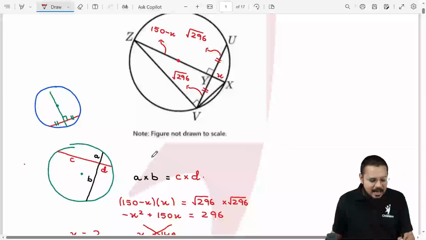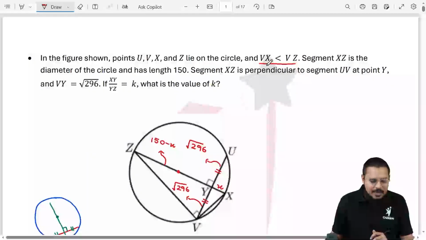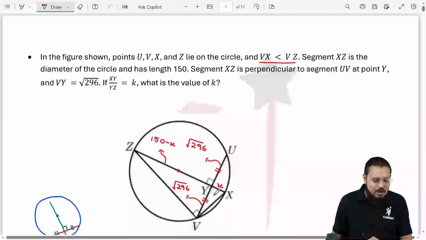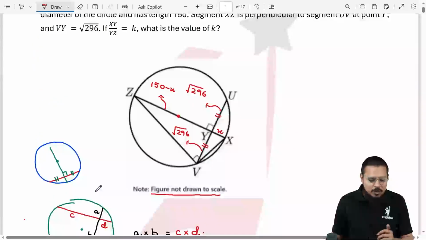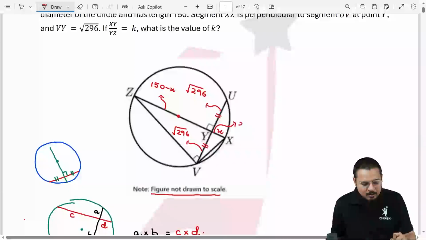But again, I am looking at this statement that the figure is not drawn to scale, but if you look at this information at the top, it says that Vx, which is basically the line segment of the smaller triangle at which you have the length x, is basically less than Vz, and Vz is basically the line segment of the bigger triangle on which you have 150 minus x. So Vz is definitely bigger, therefore zy should also be bigger and yx should be smaller. So I'm going to take x as 2 over here, and automatically this would become 150 minus 2 as 148.